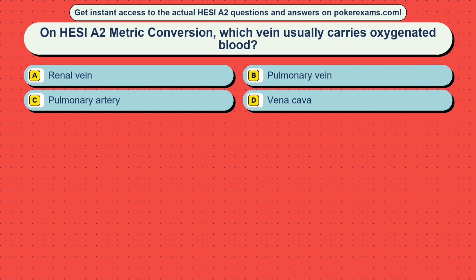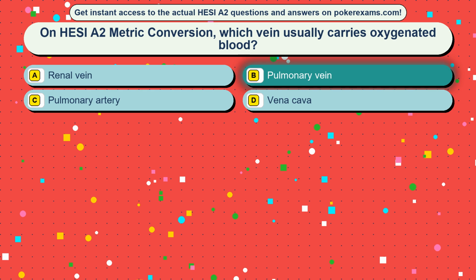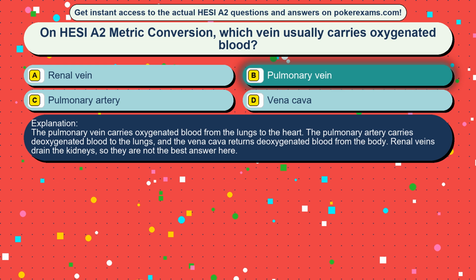Question 4. On HESI A2 metric conversion, which vein usually carries oxygenated blood? Option A, renal vein. Option B, pulmonary vein. Option C, pulmonary artery. Option D, vena cava. The correct answer is option B, pulmonary vein. The pulmonary vein carries oxygenated blood from the lungs to the heart. The pulmonary artery carries deoxygenated blood to the lungs, and the vena cava returns deoxygenated blood from the body. Renal veins drain the kidneys, so they are not the best answer here.